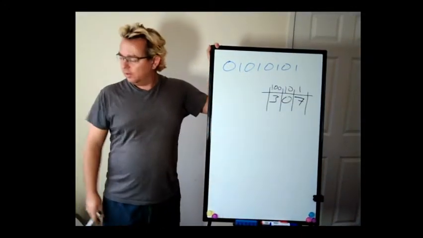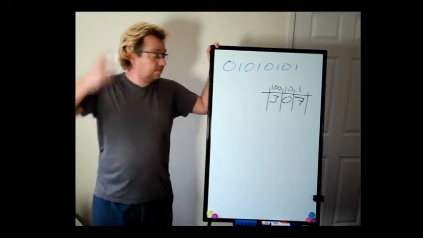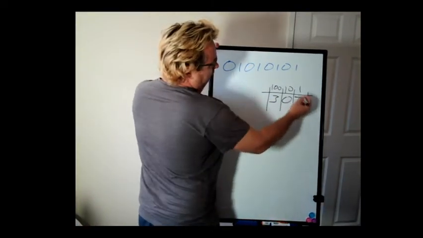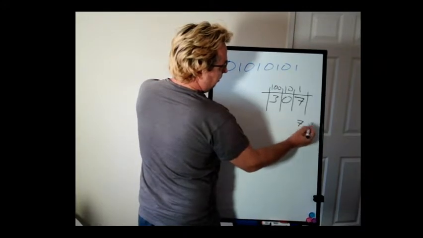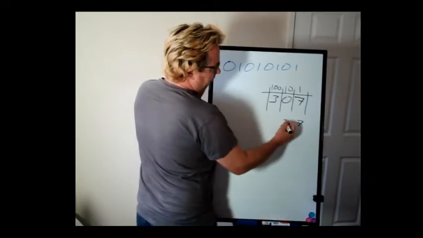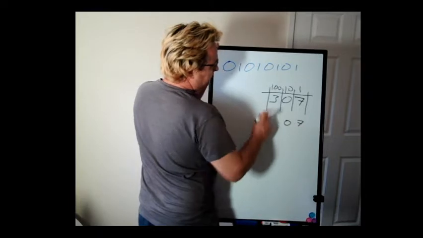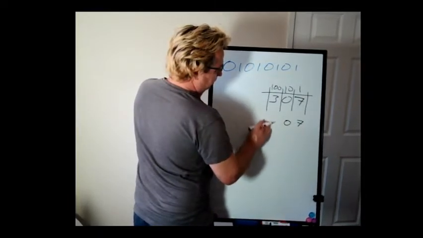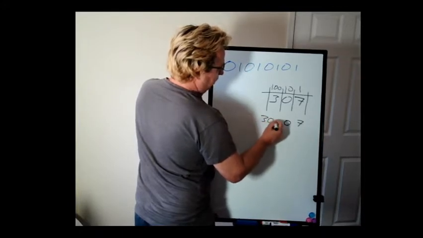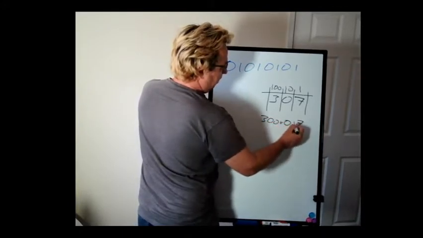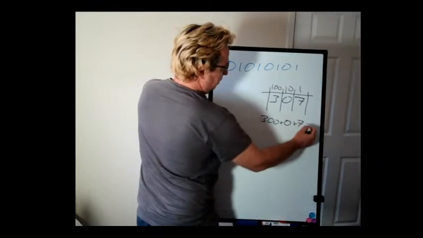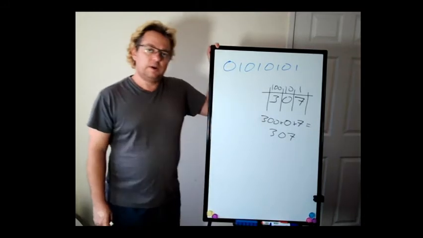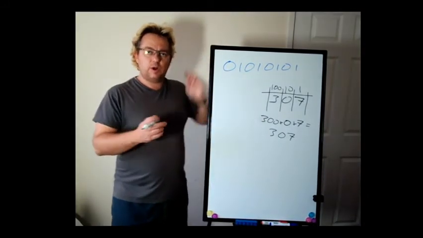And if you've learned maths in this way, which I did, I know a lot of schools have changed recently, you look at that and you go, okay, so 1 times 7 is 7. 10 times 0 is 0. And 100 times 3 is 300. So if I add those numbers together, I get 307. Binary works in exactly the same way.